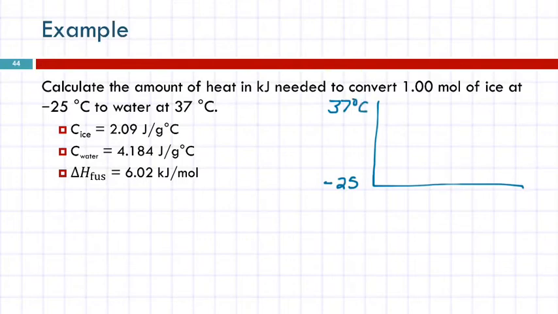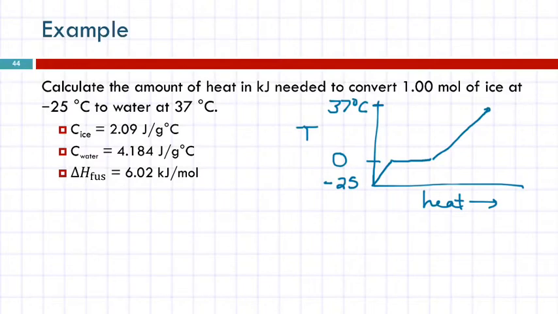So as I increase the temperature of the ice, it's going to increase until I get to what temperature? 0. At 0, it's going to melt. Right? So the ice is going to melt. Once it's all melted, then the temperature will increase again. And we're told we're just going up to 37. So that's below the boiling point, so we don't have another plateau on our graph. This is temperature.